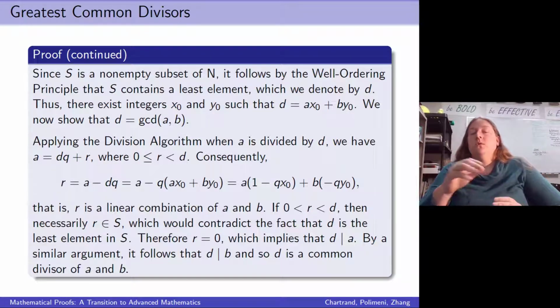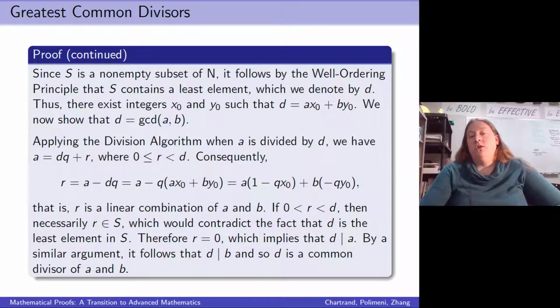So we're going to first apply the division algorithm when we divide A by this element in S called D, the least element. So when we divide A by D, we get A equals D times Q plus R, where R is greater than or equal to 0 and less than D. That's the division algorithm playing out. Well, now we can solve that for R, so we get R equals A minus D times Q.